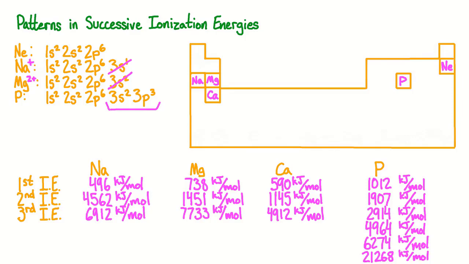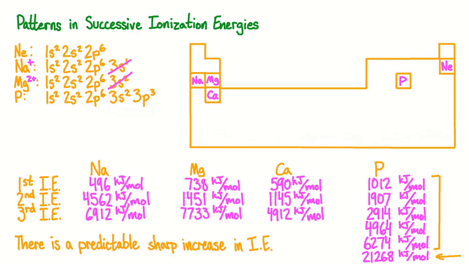Phosphorus has 5 extra electrons when compared to neon. So there's a steady increase in its first 5 ionization energies, from 1,012 kilojoules per mole up to 6,274 kilojoules per mole. However, there's a sharp increase from the 5th to the 6th ionization energy, up to 21,268 kilojoules per mole. The takeaway here is that there is a predictable, sharp increase in ionization energy.